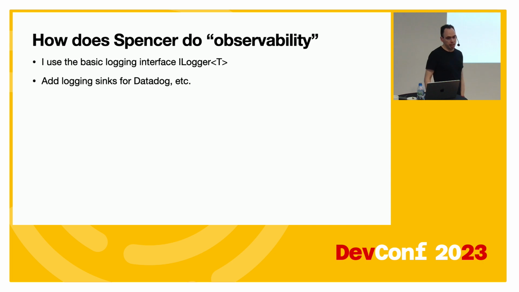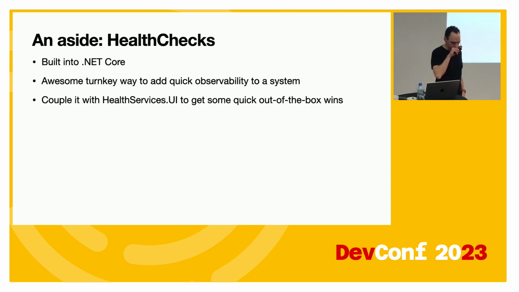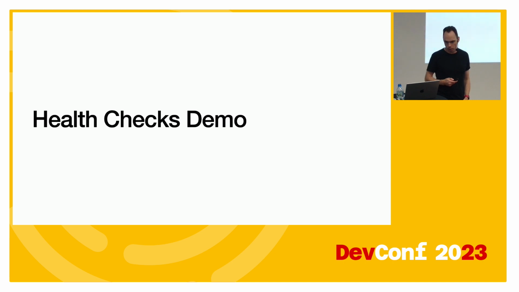It's pretty straightforward stuff. I have a logging sink that's configured to talk to Datadog or a text file or Application Insights, whatever the case may be. And then oftentimes I will report on the health of a process by exposing a health check. And I think health checks are kind of an unsung .NET Core hero. So I wanted to give you a brief demo of them before we close.